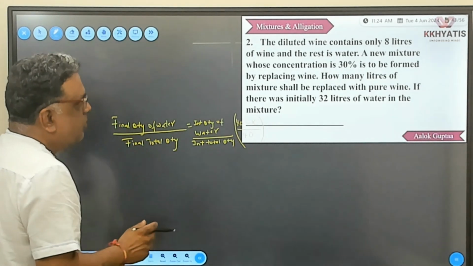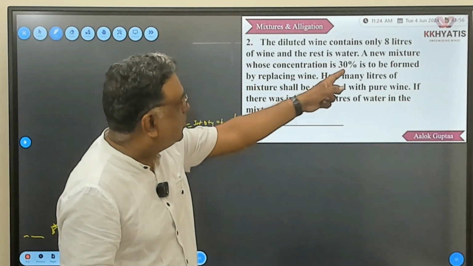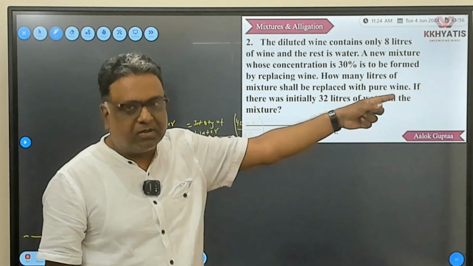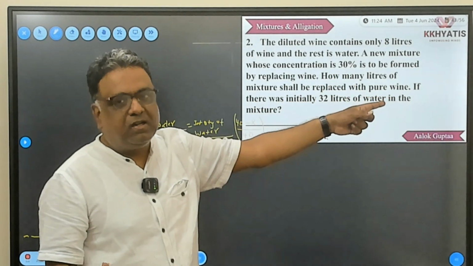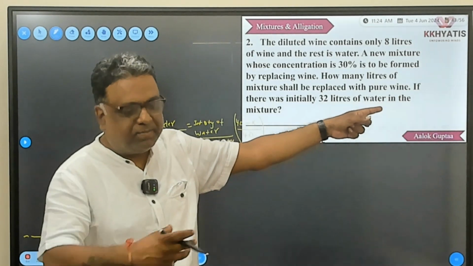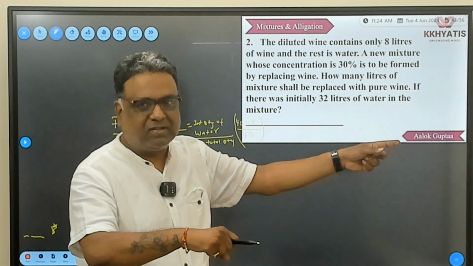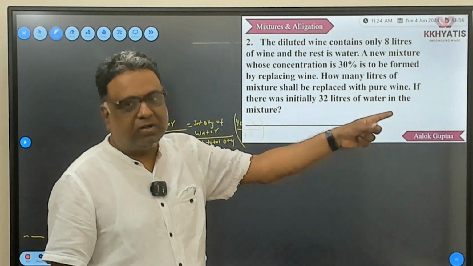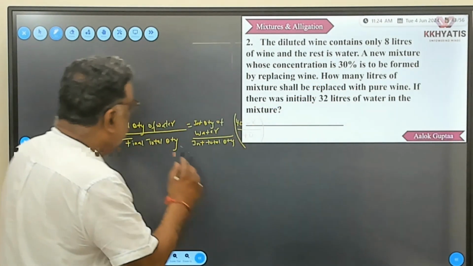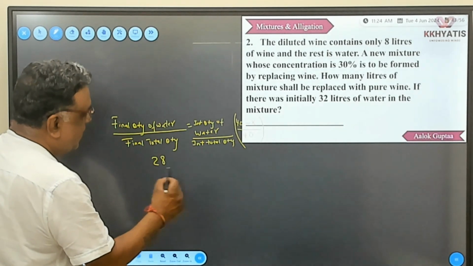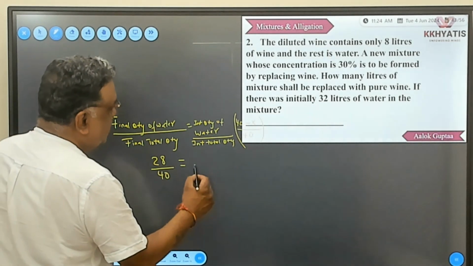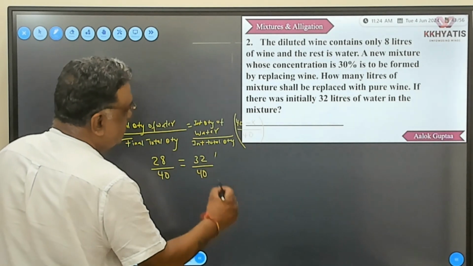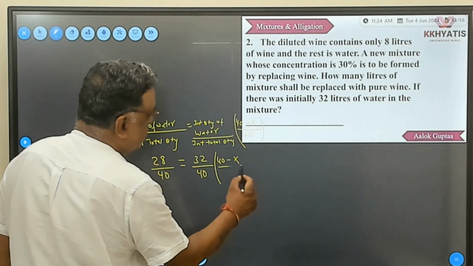Final quantity of water: see, the concentration in the new mixture is 30%, which means 30% wine is there, 70% water is there. But the total mixture is still 40 liters, because if I'm taking X out, I'm putting X back. So final quantity of the mixture also is 40 liters. So 70% of 40 is 28. So I must have 28 as the final quantity of water and the final total quantity is 40. Initial quantity of water was 32, as given. Initial total quantity was 40, so the fraction is 40 minus X upon 40.